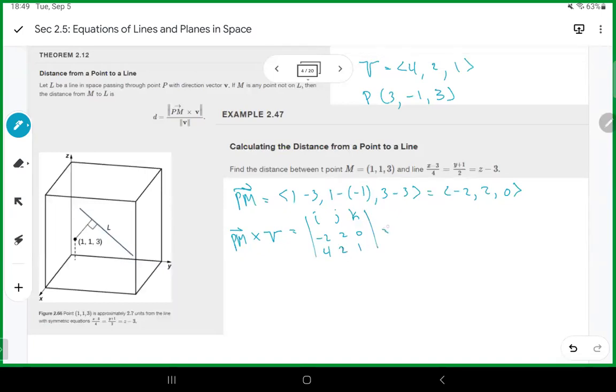All right, and then we're going to pull stuff out. I'm going to try to squeeze it because we got one more thing going on after this. So we're going to end up with 2 minus 0, i, minus -2 minus 0, j, plus -4 minus 8, k. So that gives us 2i plus 2j minus 12k. All right. So we do all that.